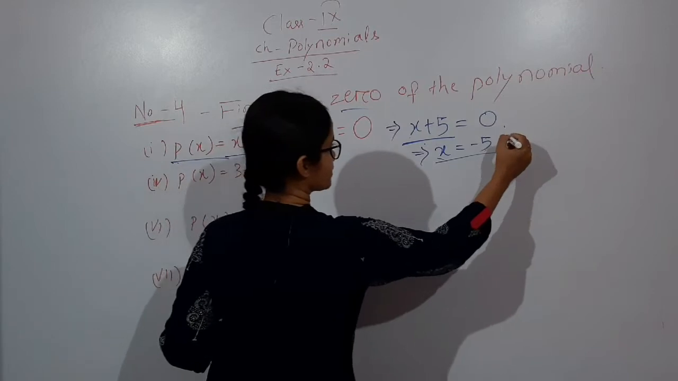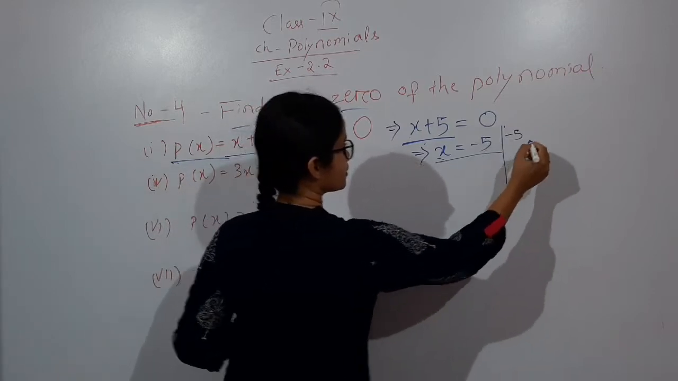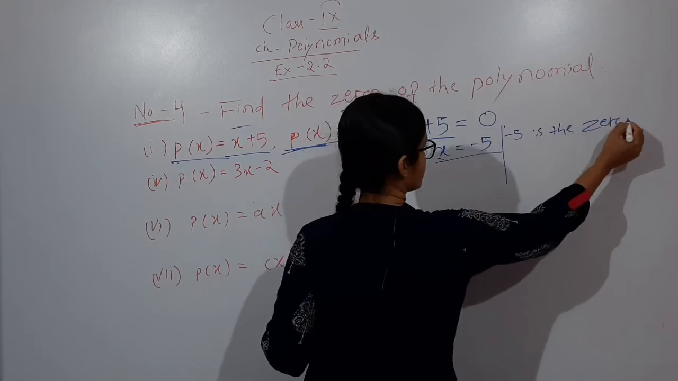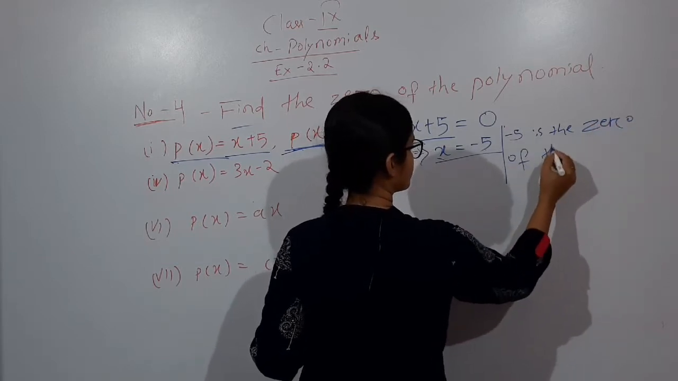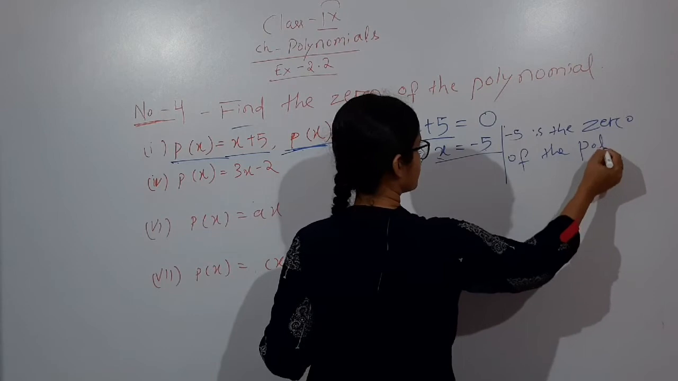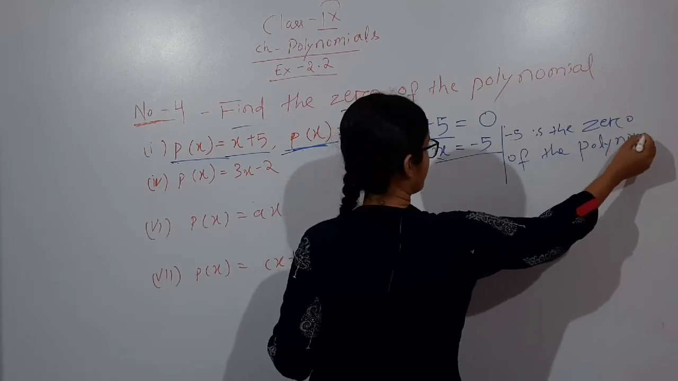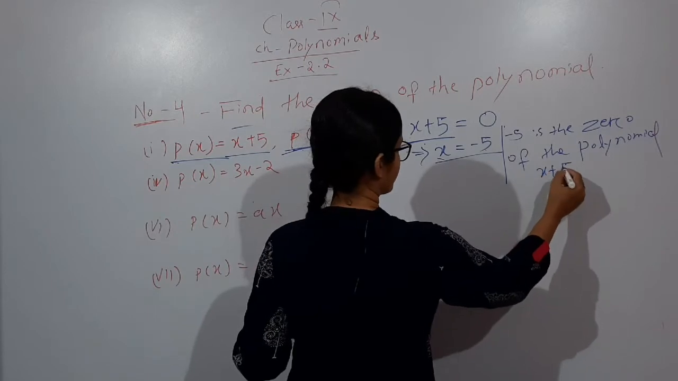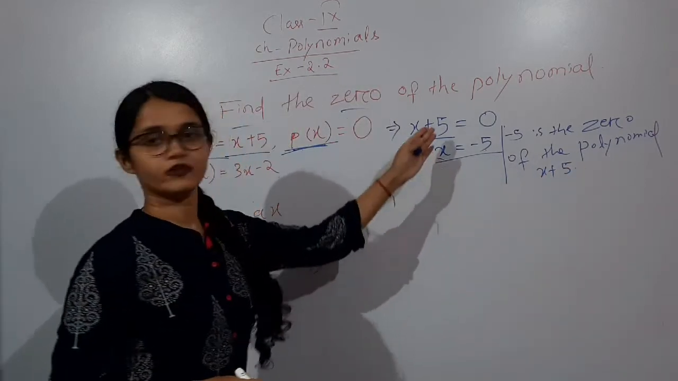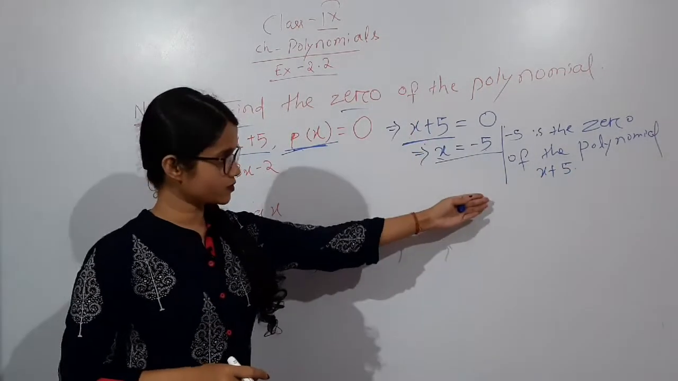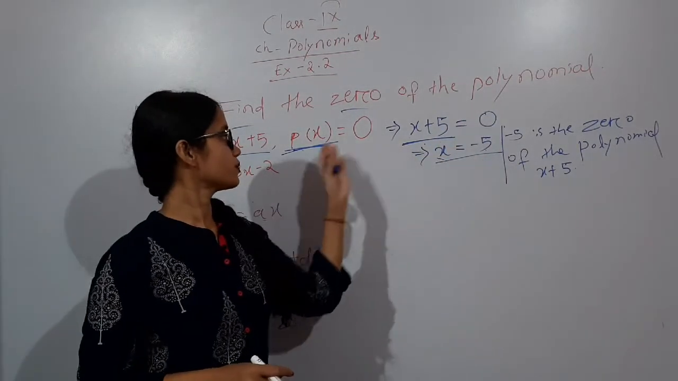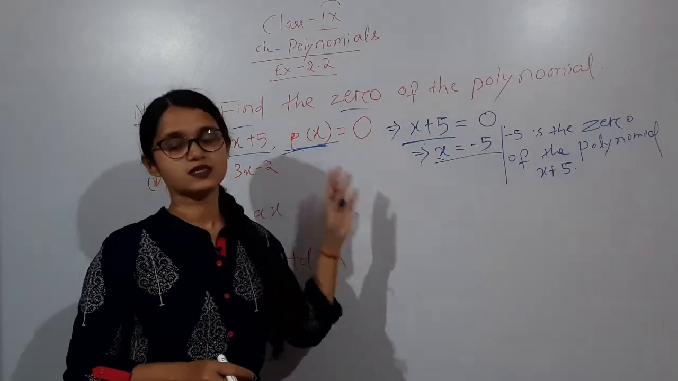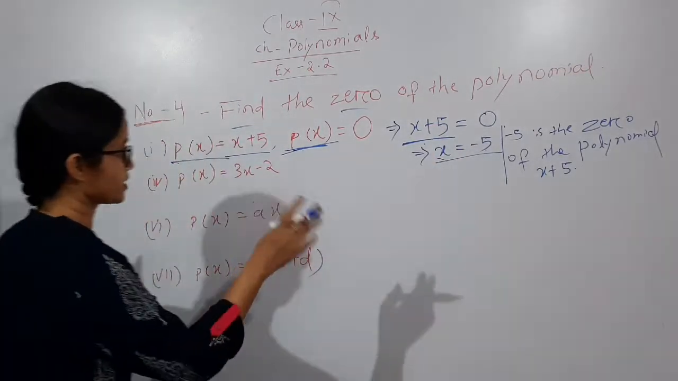Okay, so we will write that minus 5 is the 0 of the polynomial x plus 5. Okay, so when the value of x is equal to minus 5, then only the polynomial will be equal to 0. So minus 5 is the 0 of the polynomial x plus 5.